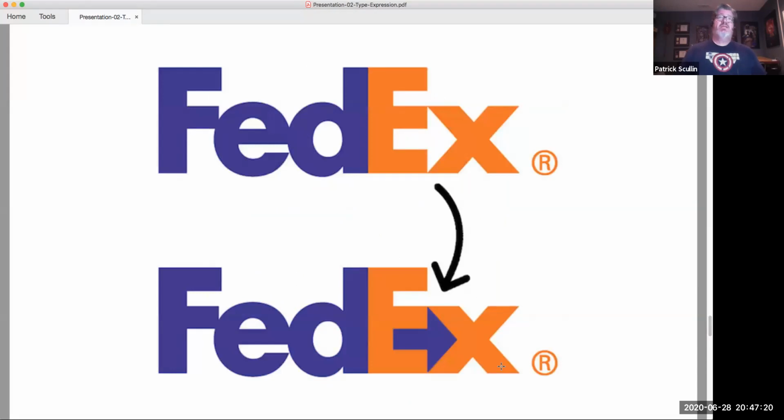FedEx, this one has been around for a long time, and people talk about it in logo design class. You've got that hidden arrow, that subliminal message that Federal Express is moving things, it's moving forward, getting things done. Now, as a consumer, when you see that, do you notice that? Sometimes you might see that positive and negative space and go, oh yeah, there's an arrow there. Does that embed the idea in your mind symbolically that this company is moving forward? It kind of does. It works.